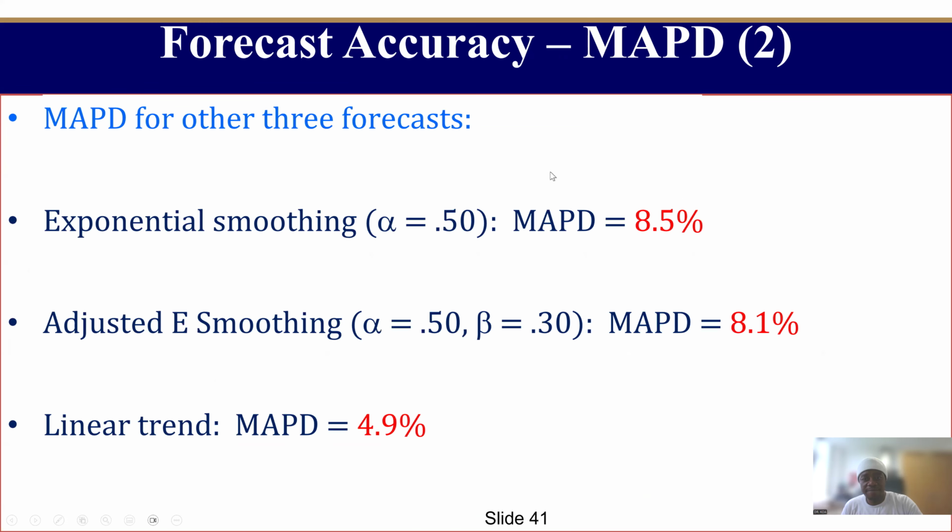Okay, so let's see here. For the exponential smoothing, 8.5. Yes, you saw that, 8.5. The adjusted exponential smoothing I didn't do, but when you check it, it will be slightly lower. The linear trend is 4.9.